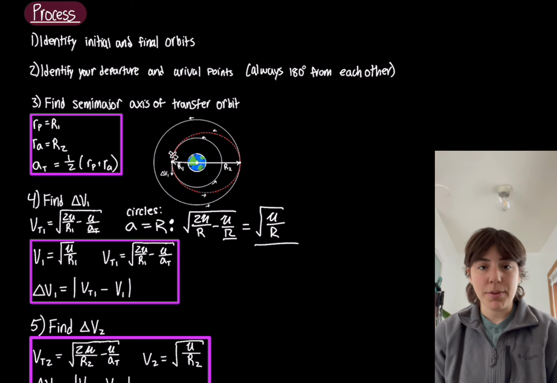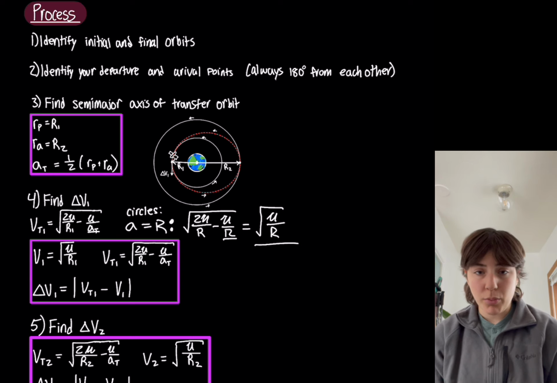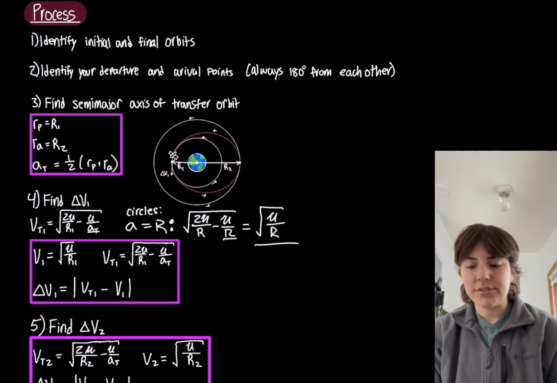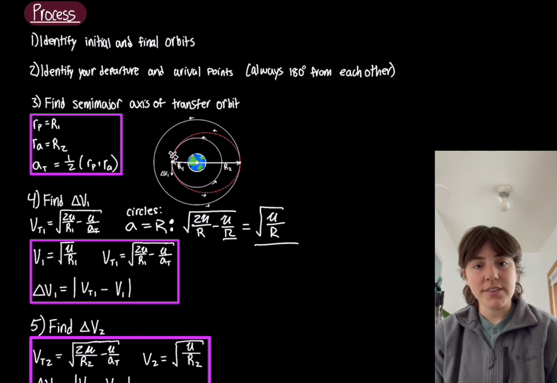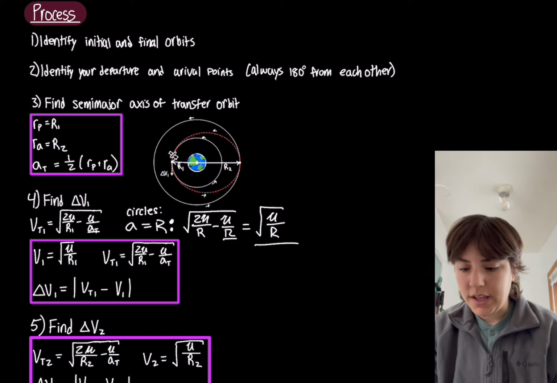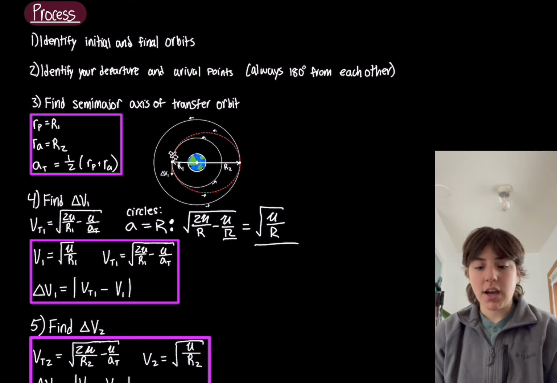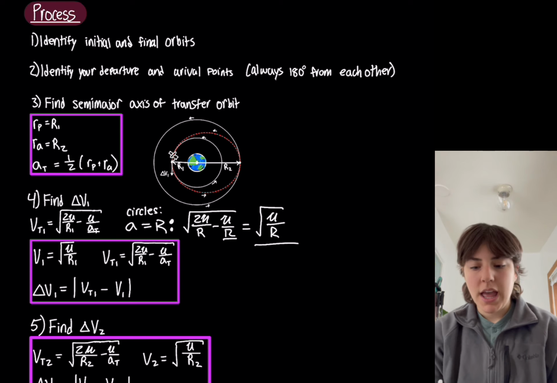So the radius of perigee would be the distance from the center of Earth to the closest point on the orbit. So that would be the center of Earth to the circular orbit, and that is radius 1. And the radius of apogee, RA, would be equal to the distance from the center of Earth to the largest point in the orbit, which would be R2 right here. And then the semi-major axis of the transfer orbit would just be adding both of them up and dividing them by 2.